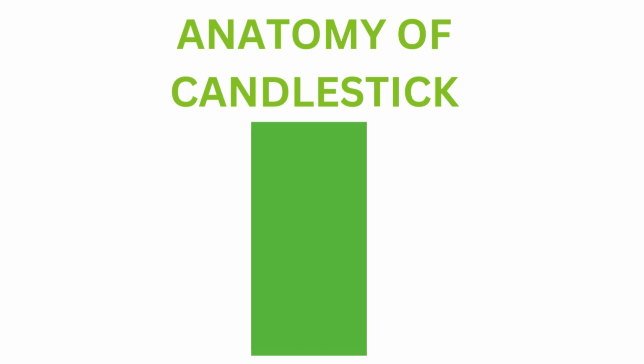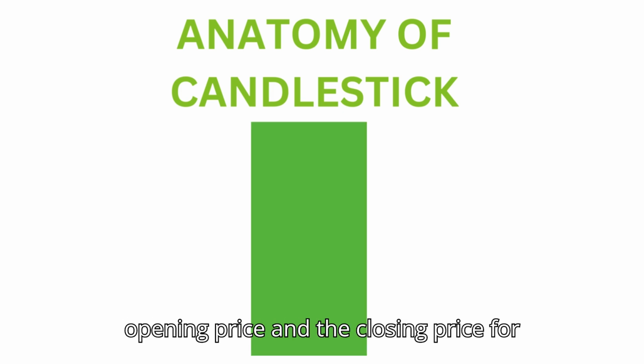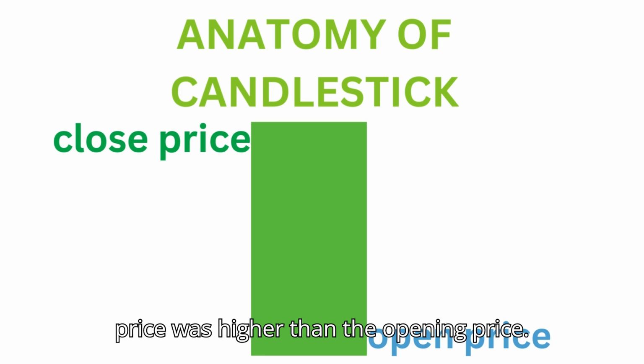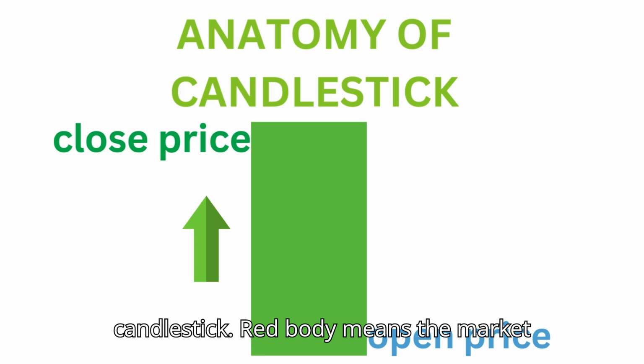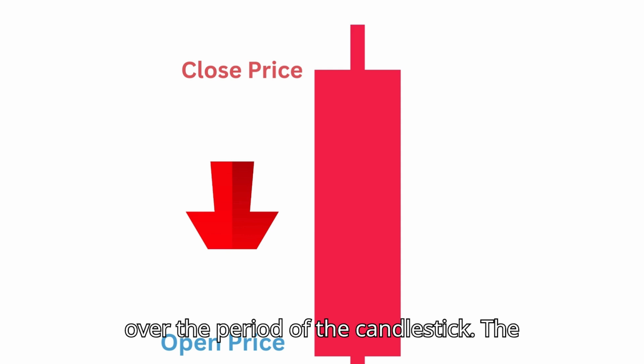The body. This is the thick part of the candlestick and represents the range between the opening price and the closing price for that period. Green body means the closing price was higher than the opening price. The market has moved up. The market is bullish over the period of the candlestick. Red body means the market has moved down. The market is bearish over the period of the candlestick.